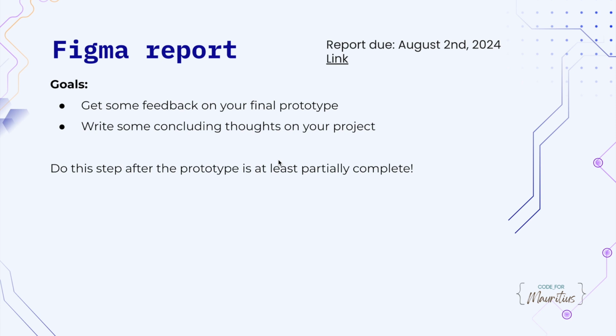And then there is a report that's due too. So the goal for the report is to get some feedback on your final prototype and write some concluding thoughts on your project. So once your prototype is complete, you'll be able to test with users. So you'll be able to click on that little play button on Figma and have your users click through it, and then you can gather feedback similar to what you did for your lo-fi prototype. Do this step after your prototype is at least partially complete, and this is due August 2nd.